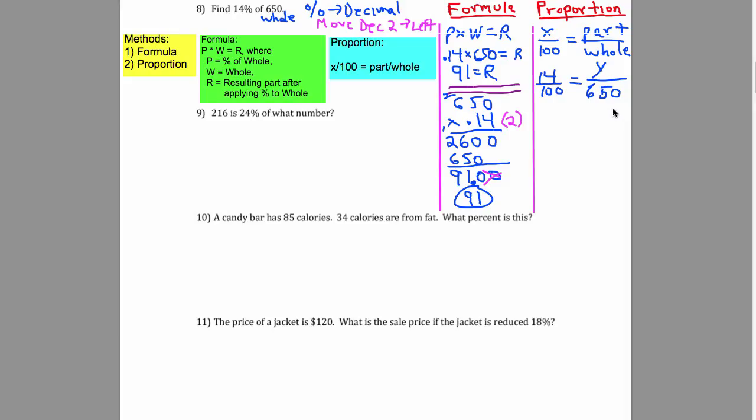Now we have a proportion that we need to solve. And one of the principles in math is that you can solve a proportion by cross-multiplying. What that means is you multiply along each diagonal and set the results equal to each other. So in one diagonal I get 100y, and the other diagonal I get 14 times 650.